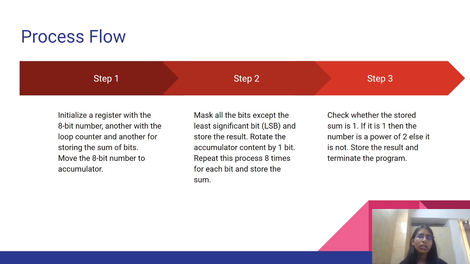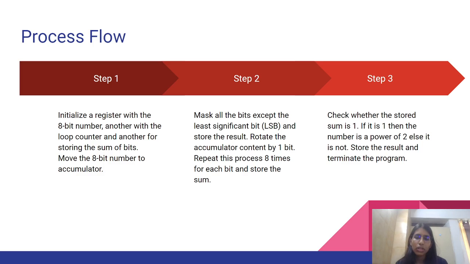So now our problem comes down to three steps. First step is to initialize the registers: one with the 8-bit number, another with the loop counter because we want to run our loop 8 times, and another for storing the sum of bits that we are going to calculate. Now we start the program by moving the 8-bit number to the accumulator because we can perform the operations using the accumulator only.